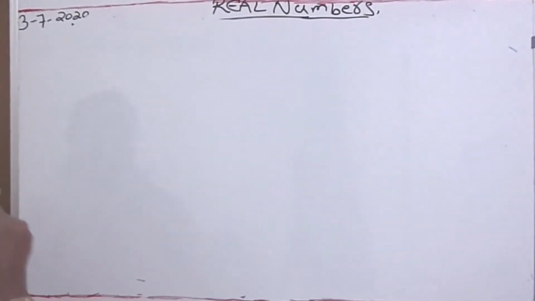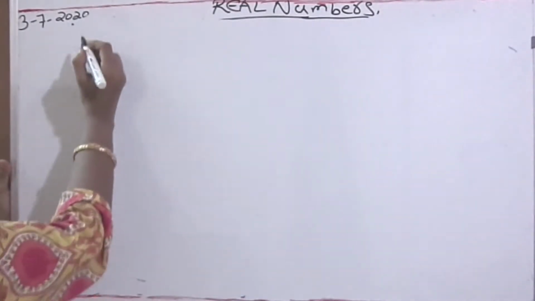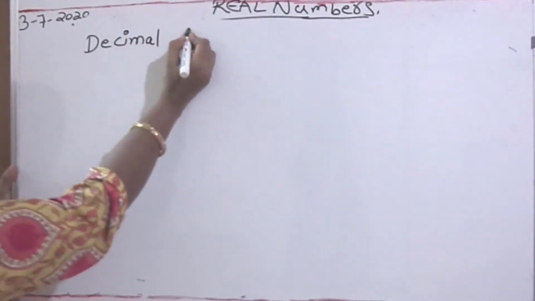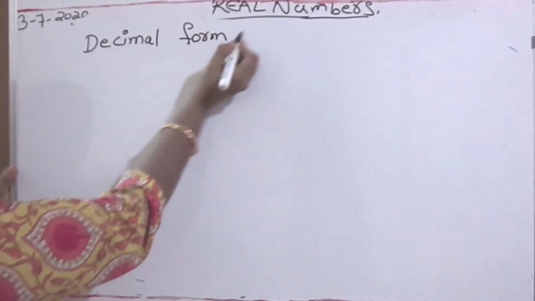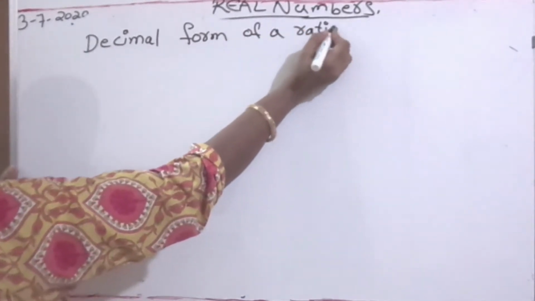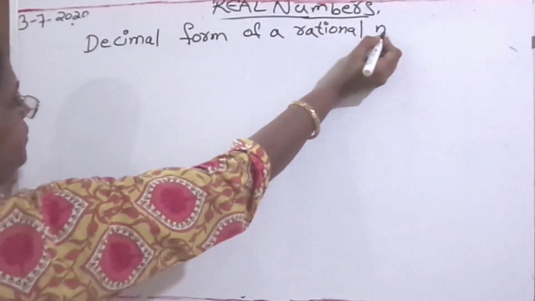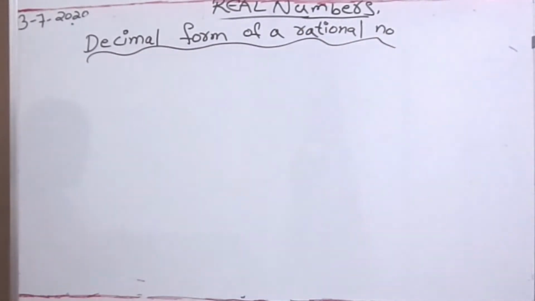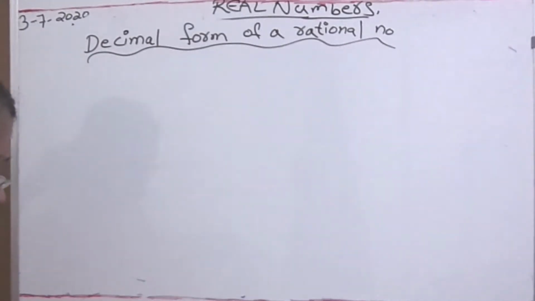Next we are going to study a concept you have already learned. Let us revise it. It is the decimal form of a rational number. Write this in your book, okay? Decimal form of a rational number. You all have already done how a rational number is converted into decimal form. We are going to revise it by taking from the exercise.